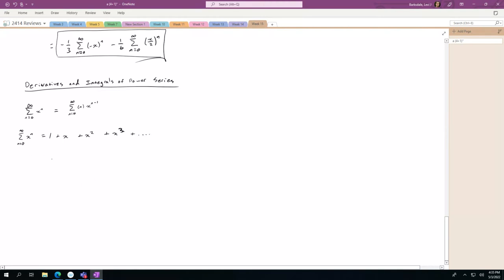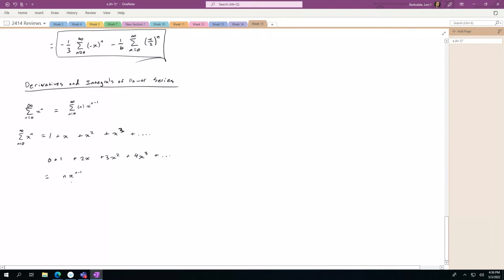And if we took the derivative, well, that would be 0 plus 1 plus 2x plus 3x squared plus 4x cubed, and so on, which is, of course, equal to n times x to the n minus 1. If we let n be equal to, say, 3, well, then we'd have 3 times x squared. 3x to the 3 minus 1 is 2, 3x squared right there.